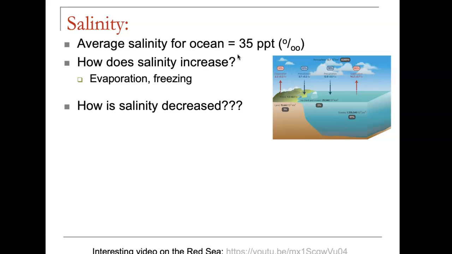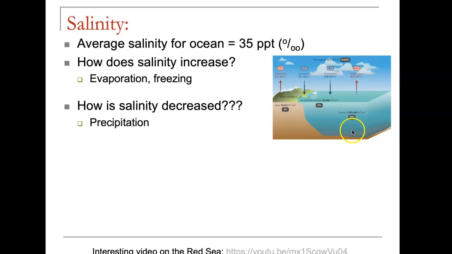So now, in this case, instead of water either leaving or freezing and forming that crystalline pattern and leaving the salt behind, this situation is where you have some input of water. So precipitation, right? Rain water is going to be an input of fresh water, and that will decrease your salinity. So precipitation is going to be one of the main ways that salinity is decreased.